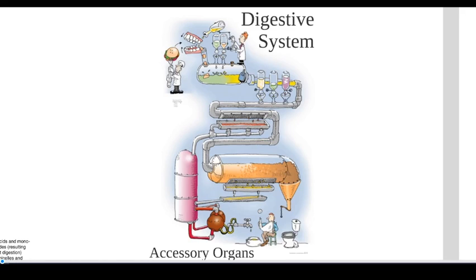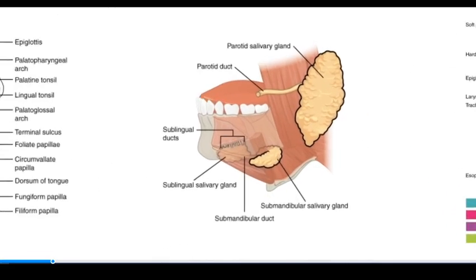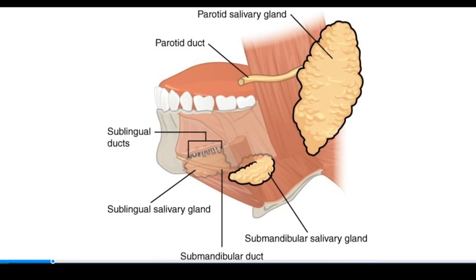This section is going to consider the accessory organs that secrete digestive juices into the digestive tract. I want to concentrate on the accessory organs that are attached to the small intestine, but I also want to mention the salivary glands. They, of course, are secreting saliva into the oral cavity. There are the three pairs, the parotids, the sublinguals, and the submandibulars, as depicted in this picture.